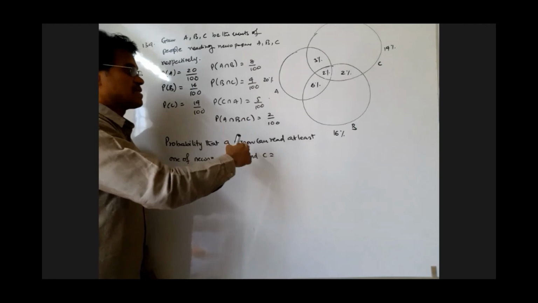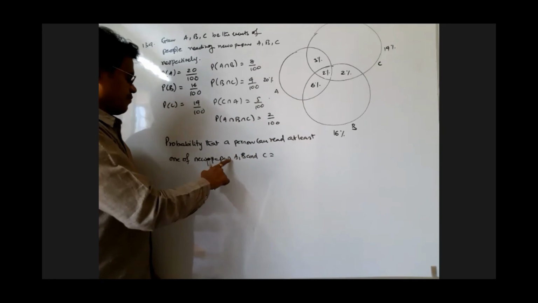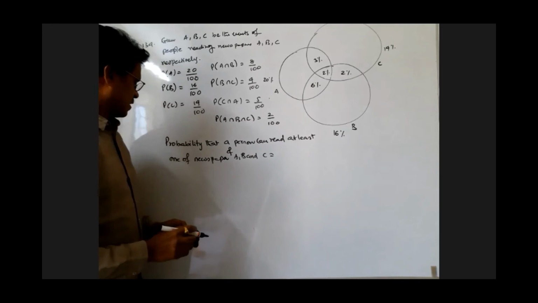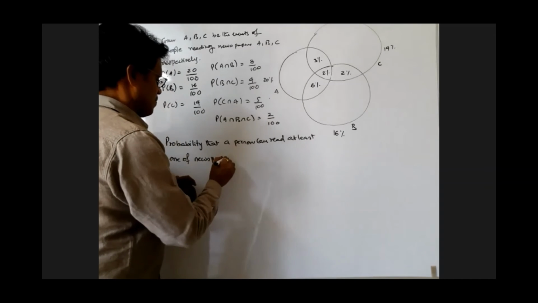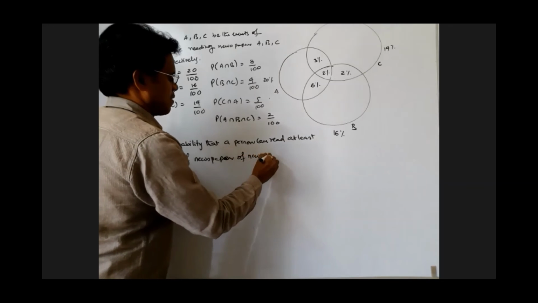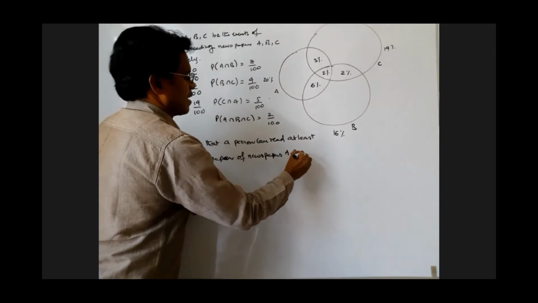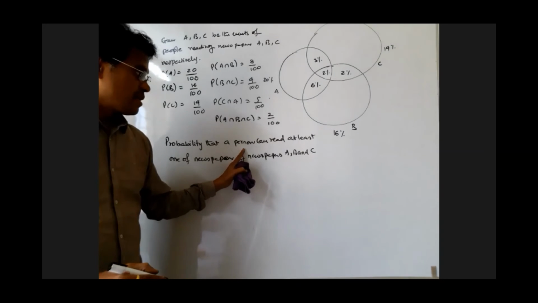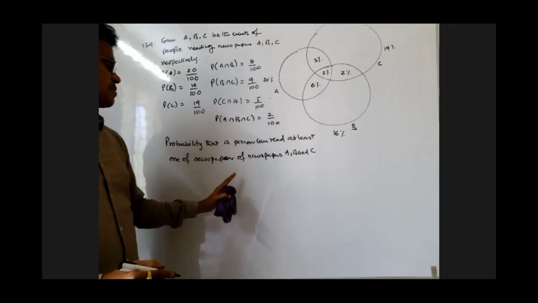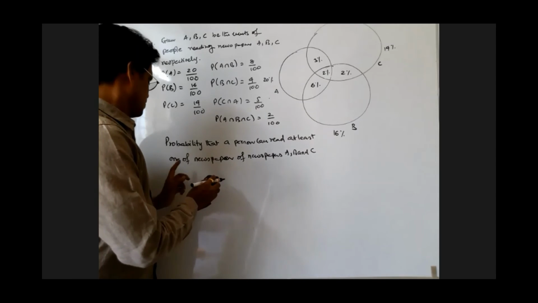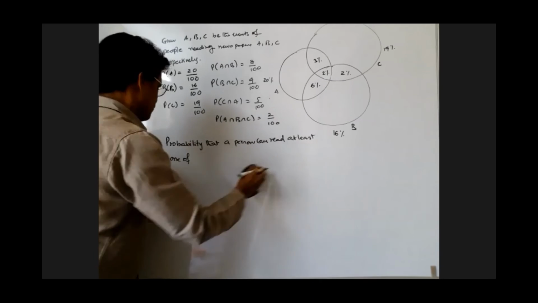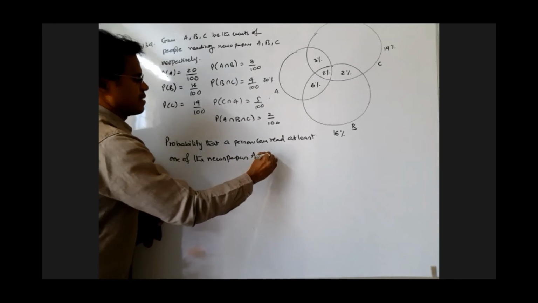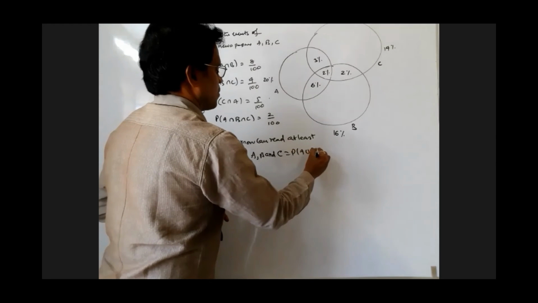I have to write: the probability that a randomly selected person can read at least one of the newspapers A, B, and C. Yes, my dear. The probability that a randomly selected person can read at least one of the newspapers A, B, and C is equal to the probability of A union B union C.